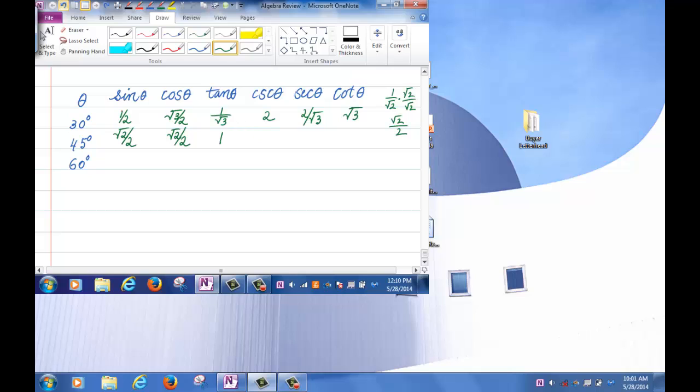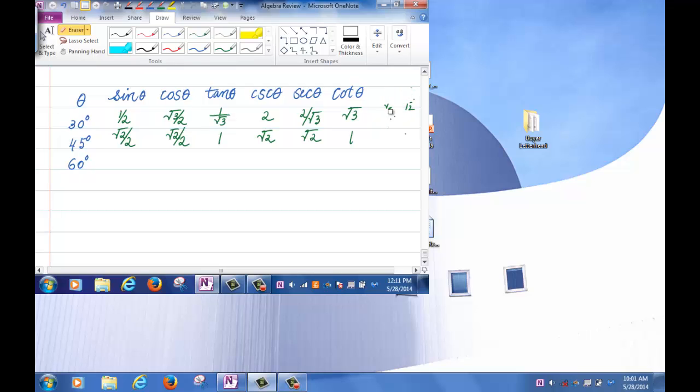2 over root 2 is the same as root 2, right? Secant would be root 2 as well. And then cotangent would be what? 1 as well, right? You guys are okay with that? The last line, I'm going to let you write that yourself as an exercise.